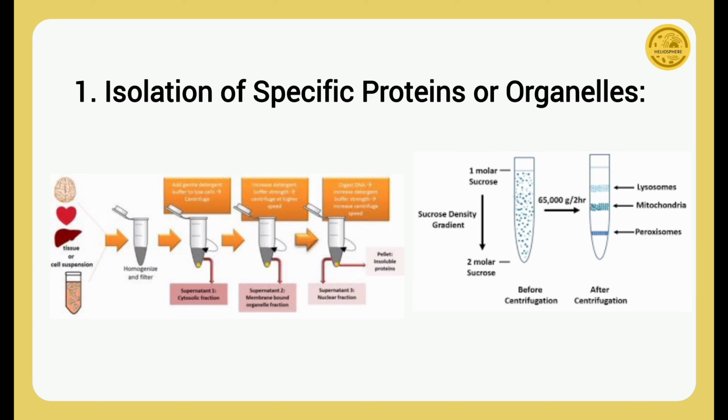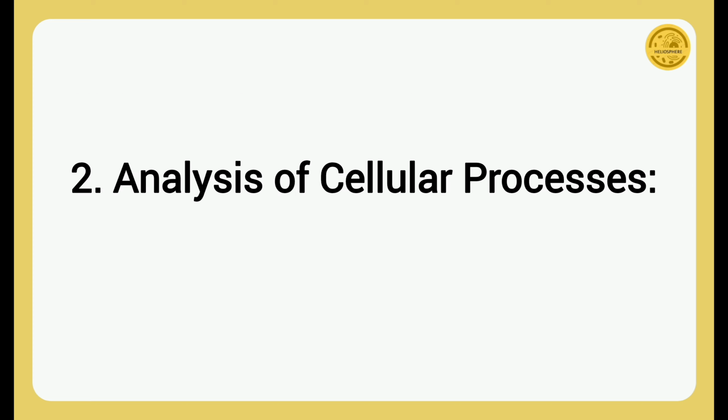from other cellular components. For the analysis of cellular processes, cell fractionation allows scientists to analyze specific cellular processes in different parts of the cell. For example, researchers might study how enzymes work within mitochondria or how ribosomes are synthesized by the proteins.